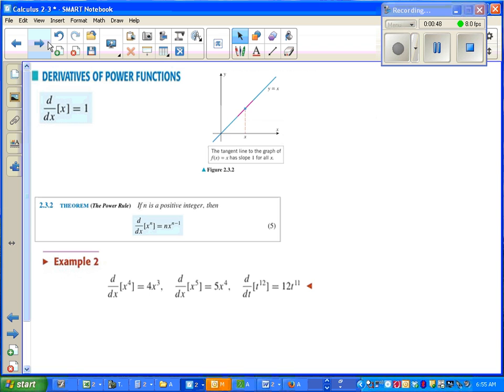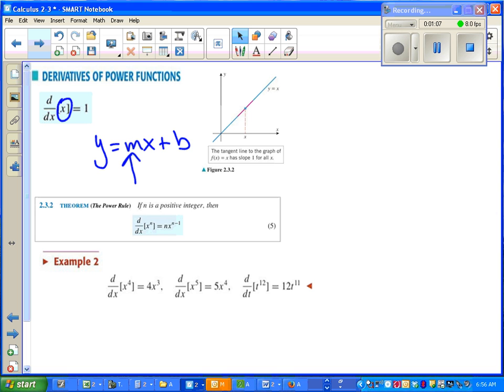Our next formula tells us the derivative of power functions. Start off with a simple one. The derivative of y equals x. We know that the slope is 1 because this is in y equals mx plus b form. In this particular problem, the slope is 1.